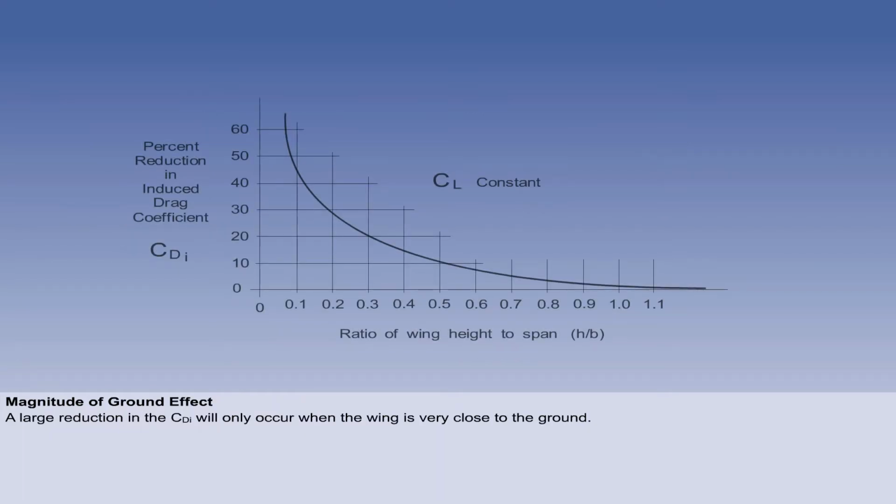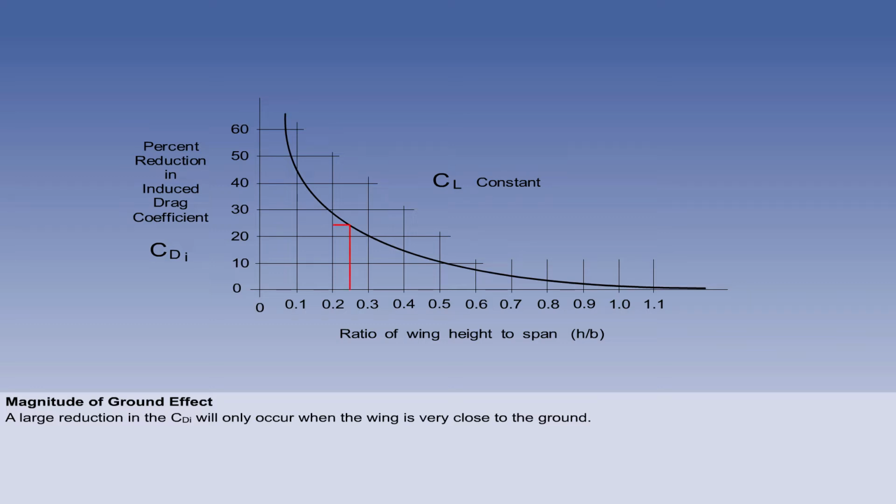The influence of ground effect depends on the distance of the wing above the ground. A large reduction in the induced drag coefficient, CDI, will only occur when the wing is very close to the ground, that is, within about half a wingspan. If we take a few examples from the graph on the screen, which plots reduction in CDI against the ratio of height to wingspan, or h over b, we can see that for an aircraft with a wingspan of 40 meters, or 131 feet, the reduction in CDI is only about 1.5% at a height of 40 meters. That is, with a height-span ratio of 1.